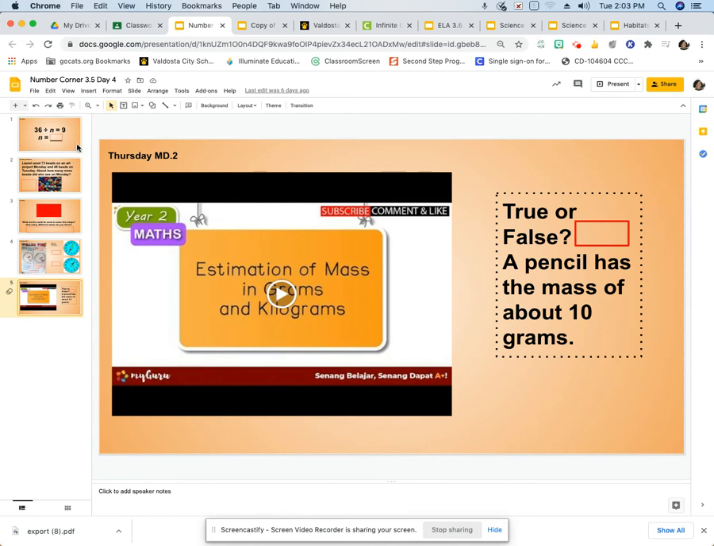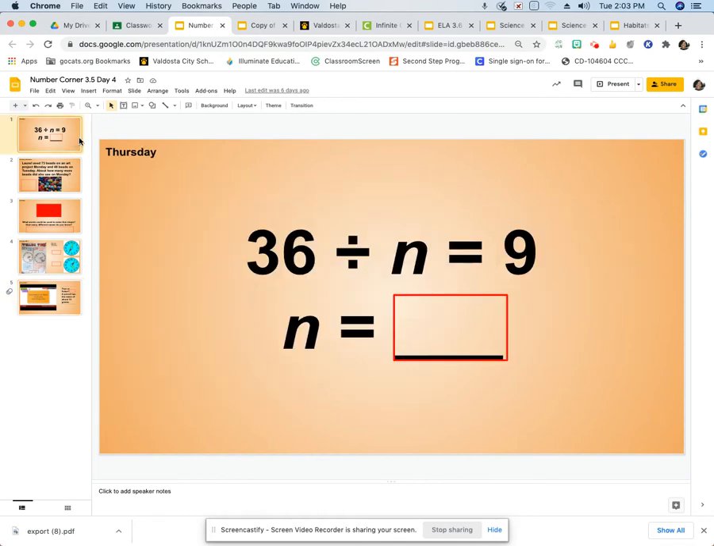All right, so this was the number corner from last week, day 4. And the first question, what's the missing variable? What's the value of n? So you have to ask yourself, what times 9 will give you 36? And you should have typed 4 because 4 times 9 is 36.